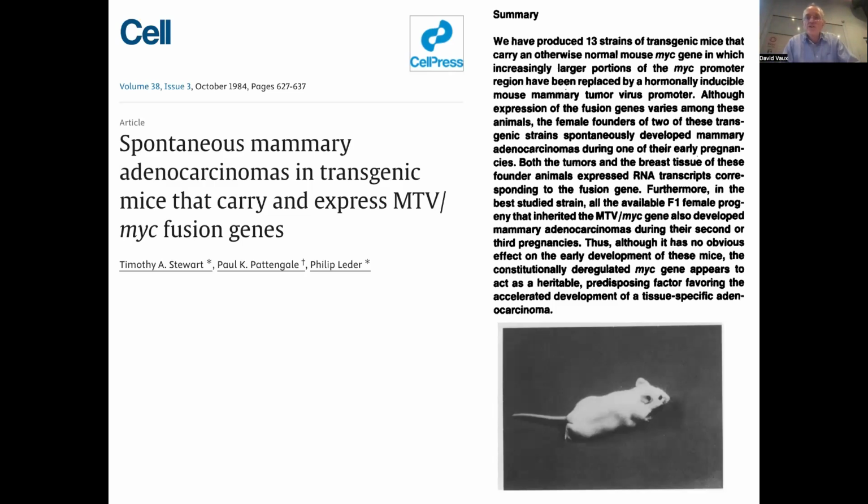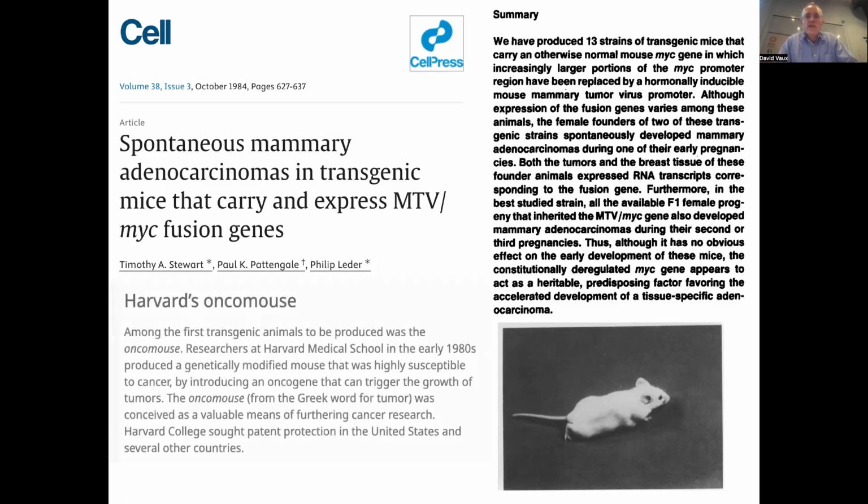But to prove that MYC was an oncogene, these researchers in Phil Leder's lab turned on the MYC gene within breast tissue using a promoter. These transgenic mice carrying an extra copy of MYC that's switched on in their breast tissue develop breast cancers. So making transgenic mice is a very powerful way to show that a potential oncogene really is capable of driving cancer development.